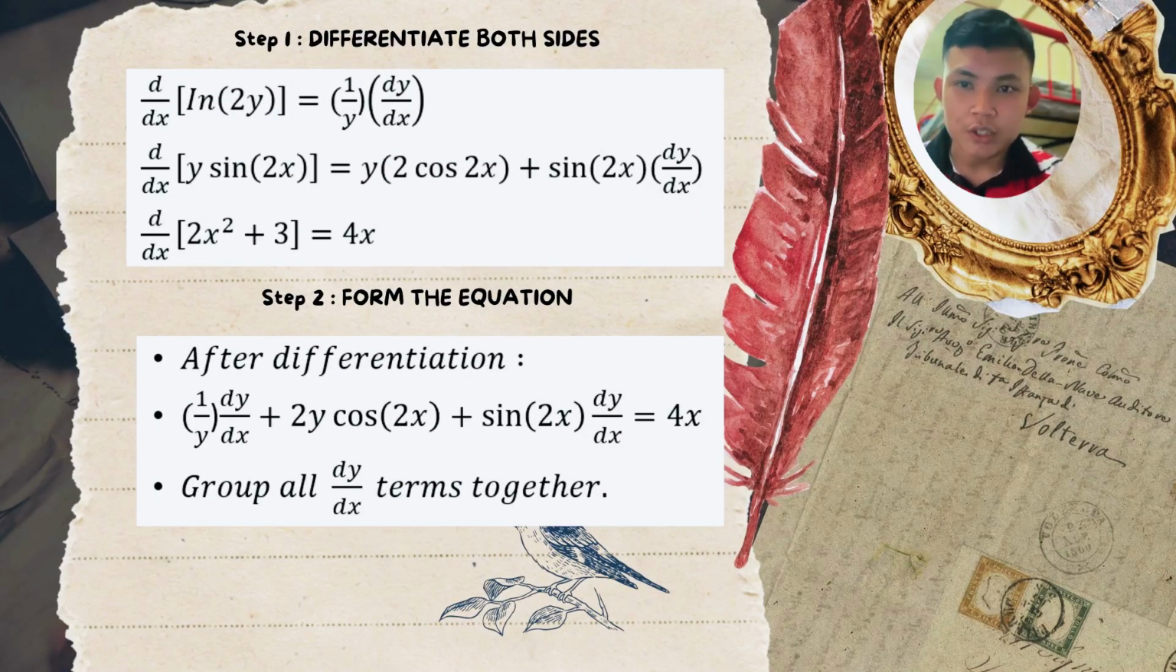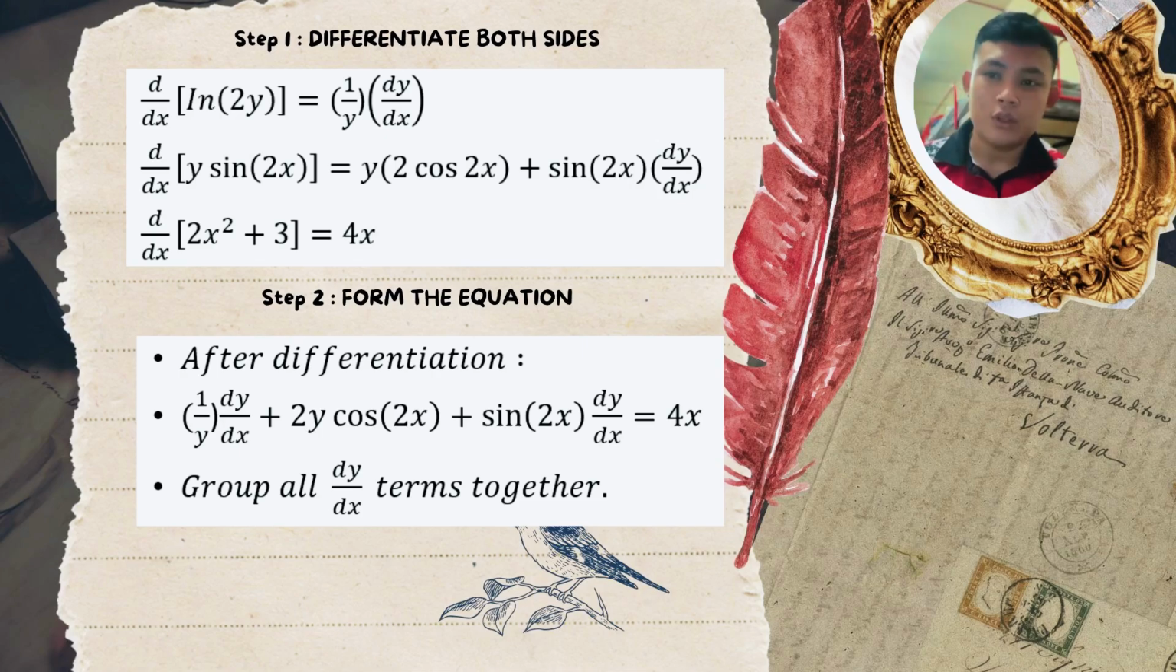Step 1. Differentiate both sides. First, differentiate both sides of the equation. We need to differentiate each term. Remember, when differentiating y, we add dy over dx. So, d over dx of ln 2y equal to 1 over y times dy over dx. Then d over dx of y sin 2x equal to y times 2 cos 2x plus sin 2x times dy over dx. d over dx of 2x to the power of 2 plus 3 equal to 4x.